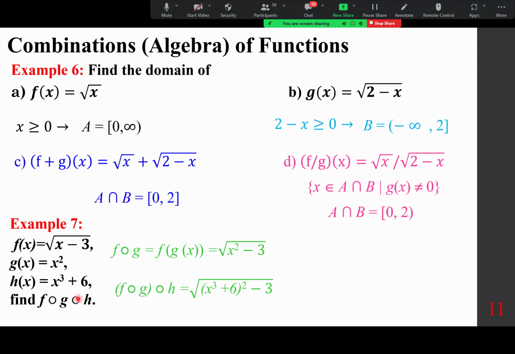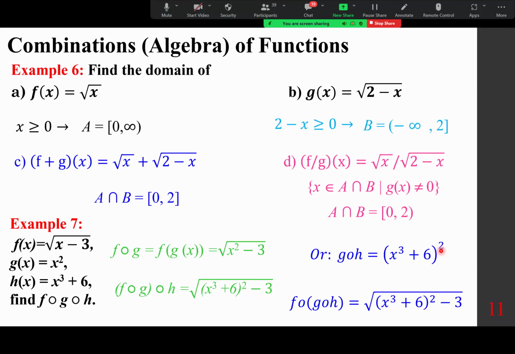Or you could do g o h first. It doesn't matter. What is g o h? Take a look at the g, take a look at the h. g o h means into x goes x cubed plus 6. So replace the x with this statement. You get x cubed plus 6 to the power of 2. And now if you go to f o g o h, go to f of x, replace the x with this statement. I hope you recognize it as what we had here. So it makes no difference. Different ways of approaching them are just as good.